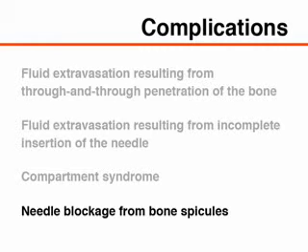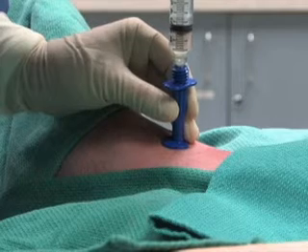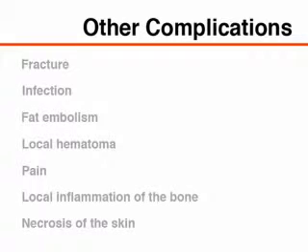To prevent blockage, the line should be flushed with 3 to 5 cc's of saline every 15 minutes. Other complications include fracture, infection, fat embolism, local hematoma, pain, local inflammation of the bone at the insertion site, and necrosis of the skin at the insertion site.